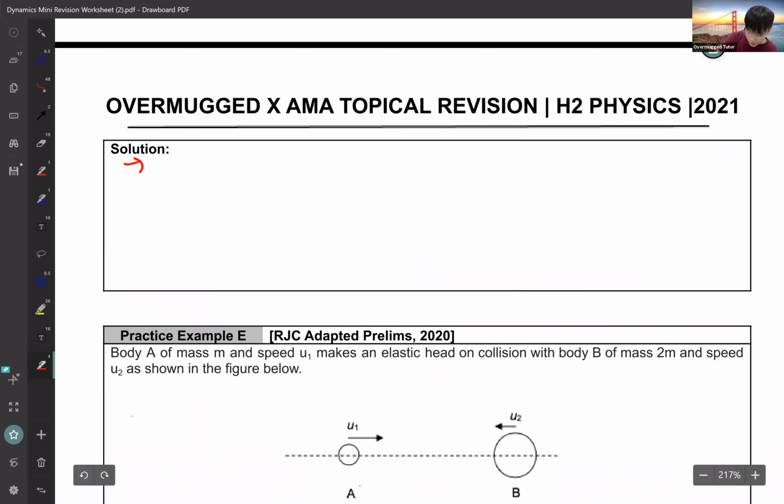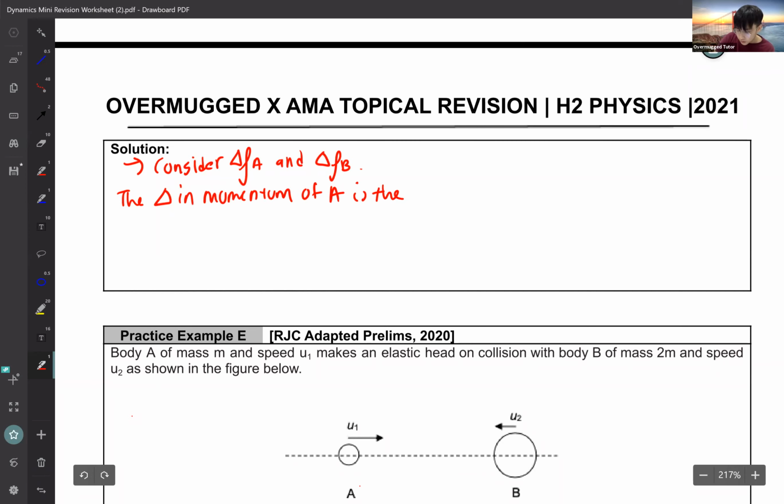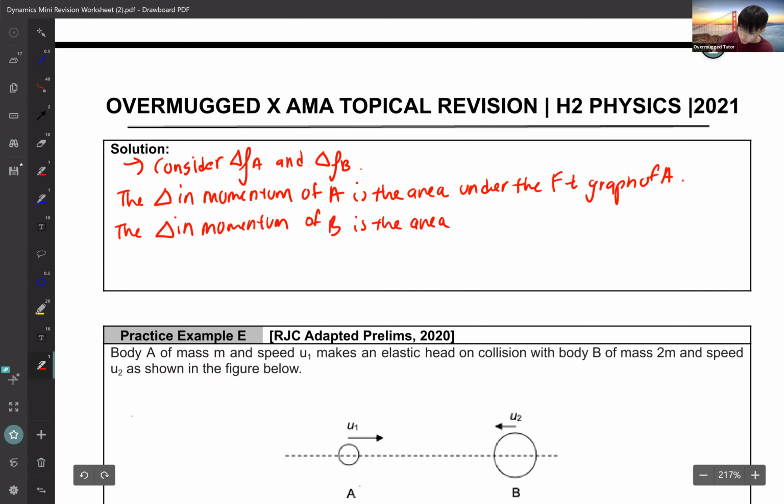So look, we consider the momentum of A and B. We write here that the change in momentum of A is the area under the force time graph of A, and the change in momentum of B is the area under the FT graph of B, which is also equal to the impulse of A and the impulse of B.